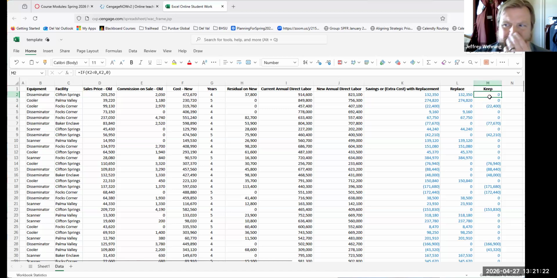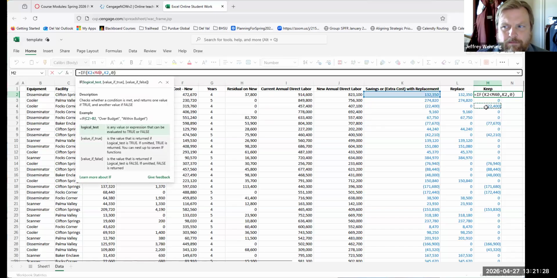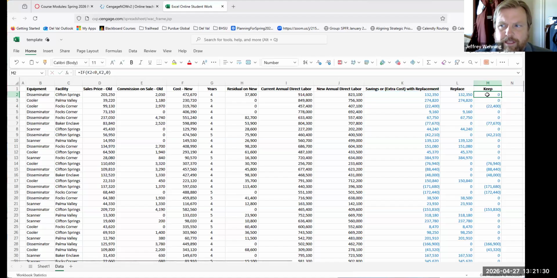I guess maybe I just did the formula wrong. So this formula originally should have been keep if it's less than 0. Wait, and this one should have been, one of them needs to be greater than or equal to. So that's interesting. So we should probably go back and just redo that.